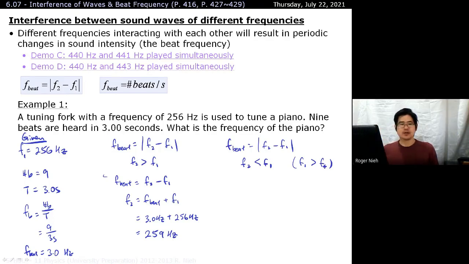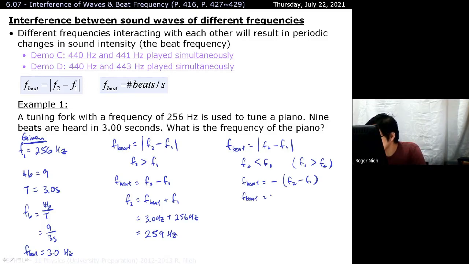Now, if F1 is greater than F2, you're going to get a negative answer, and absolute value does not allow it. So how do we fix up the problem? Well, we just simply write out F beat is equal to negative of whatever you've done. And that will fix up the error. Okay, so if F1 is greater than F2, you need to put a minus sign outside so that the absolute value statement can still be true and valid. Okay, so expanding this out, we get F beat is equal to negative F2 plus F1.